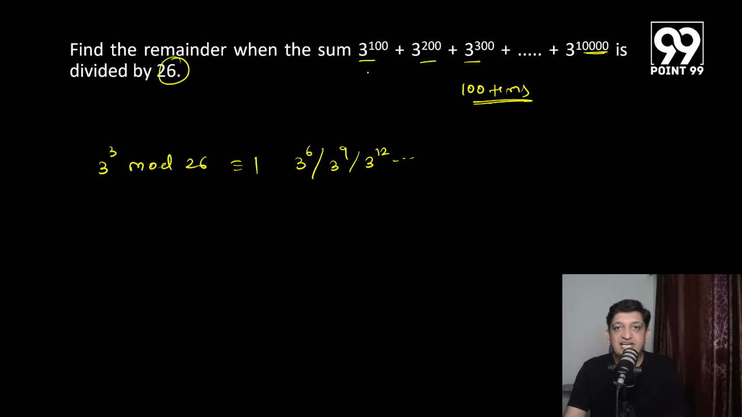Now if I look at this entire sequence, I need not use GP and try to figure out the actual sum. I can just figure out the cyclicity. So 3 raised to 100, you know that this can be written as 3 raised to 99 into 3 raised to 1.